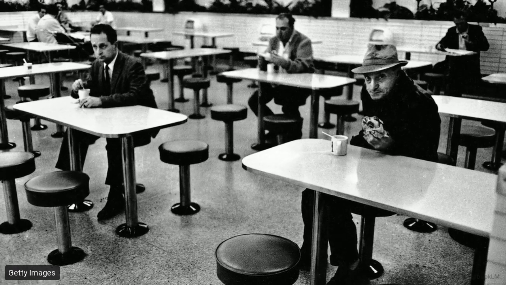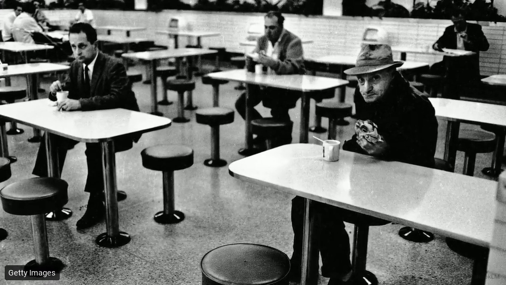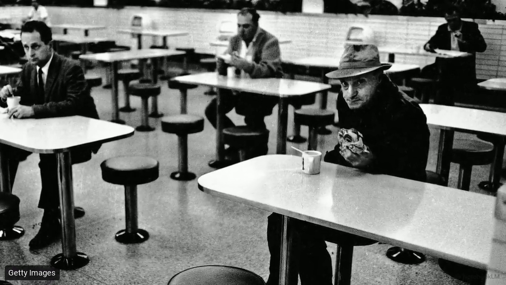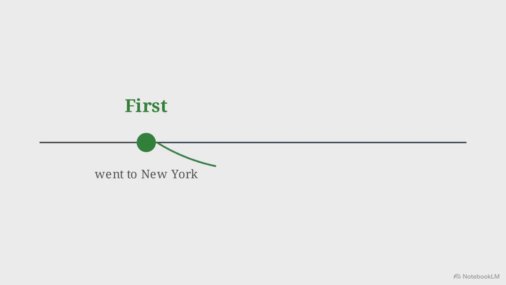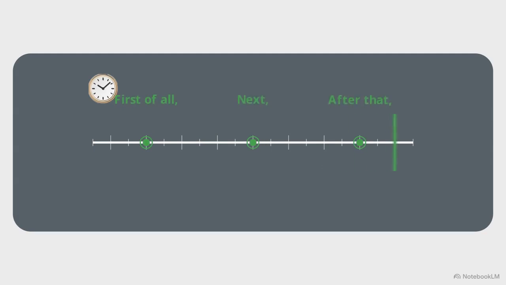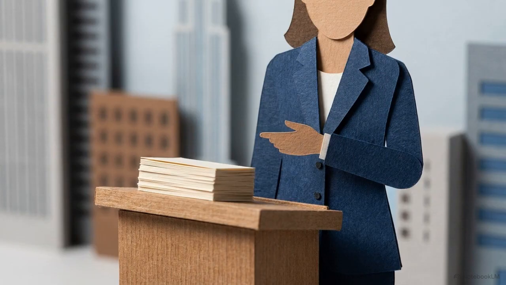The next detail in the McCara's trip is that they decided to visit a simple, cheap restaurant downtown to save some money. We link this new information to the beginning of the story. "Next, we went to a simple restaurant downtown to save money." These green sequence words signal to the listener exactly where they are in the timeline. Controlling that timeline makes your spoken English sound organized and fluent.